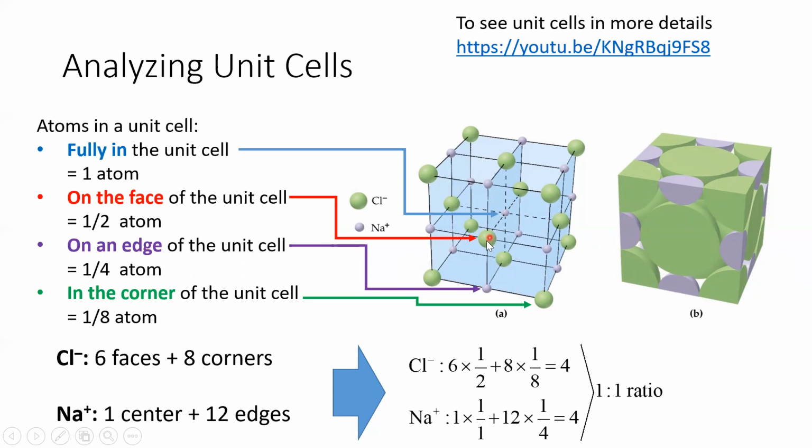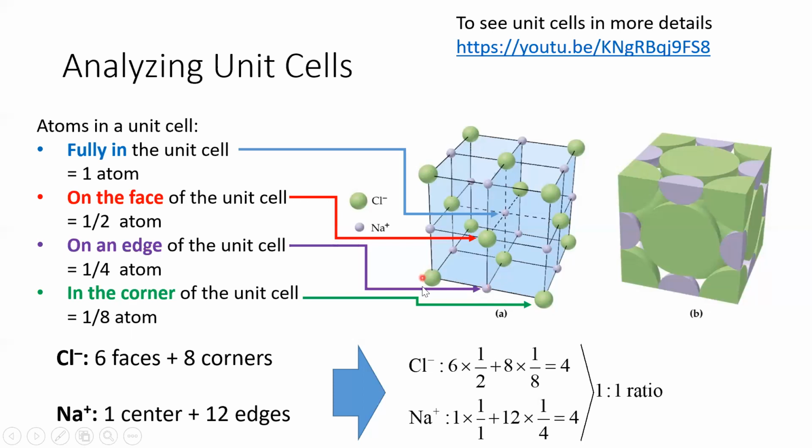If we were to look at the ones that are on the sides or the faces, we're essentially cutting that ion in half. Half of it would be associated with this unit cell. The other half would be associated with the unit cell next to it. If we were to look at the edges here, those are going to be divided into quarters. One quarter of this sodium ion is associated with this unit cell, but one quarter would be associated with the unit cell next to it, and one quarter would be associated with the two that are below it. So this ion gets divided into 4. This unit cell would only have one quarter of this ion.